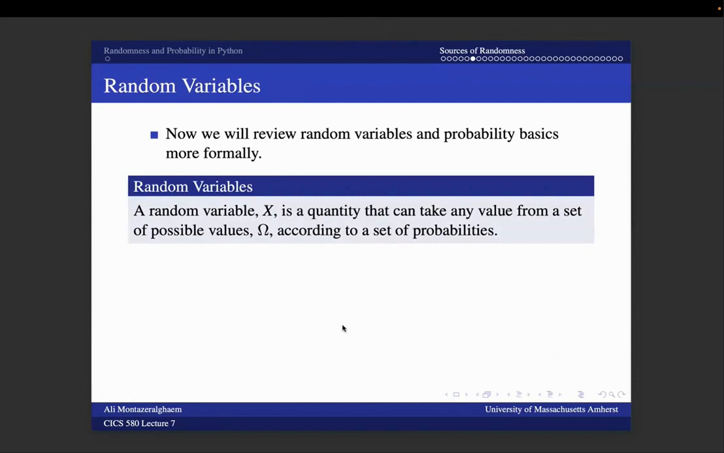So for this course, we need to review random variables and probability basics. Let's see a definition for random variables. We show a random variable with capital letters, and for example here we have a random variable X, which is a quantity that can take any value from a set of possible values omega based on a set of probabilities.